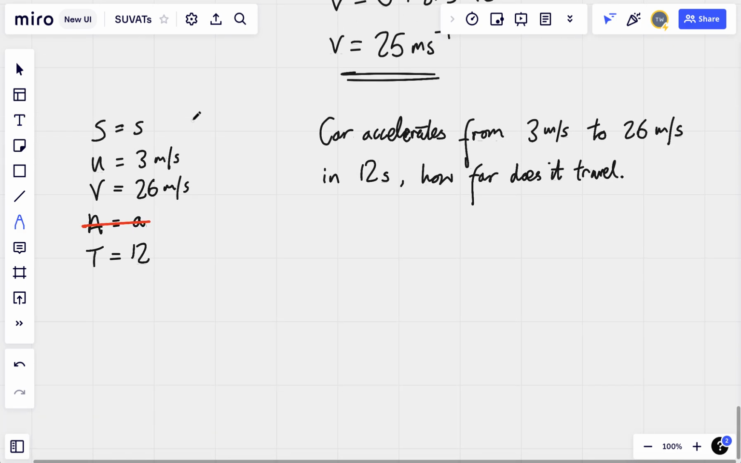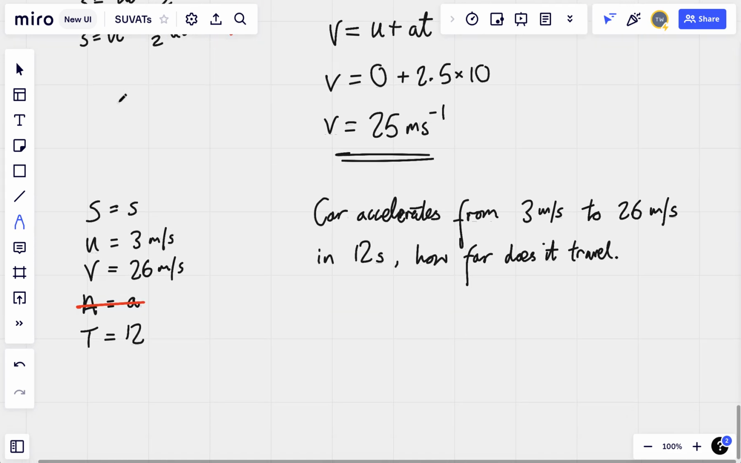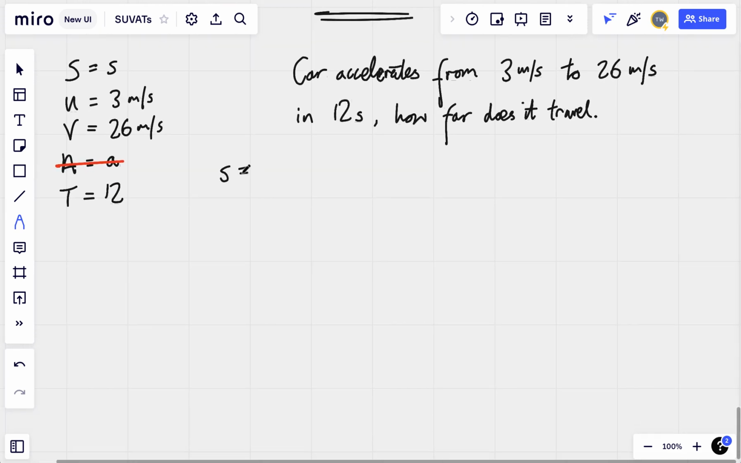So let's scroll up here and see which SUVAT is going to be appropriate. Well, look, the second one here doesn't have A in it, so we're going to choose that. So I want S equals U plus V over 2 times T. Again, this is easy. We don't need to rearrange it too much. We can just put in our values and see what happens. So U plus V, that's 3 plus 26 divided by 2 multiplied by 12.